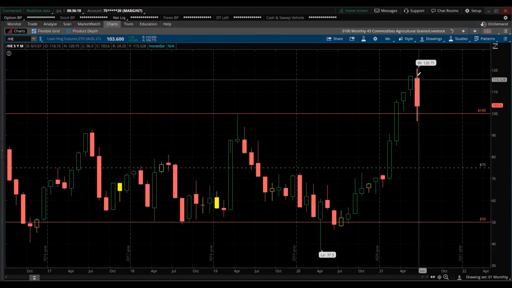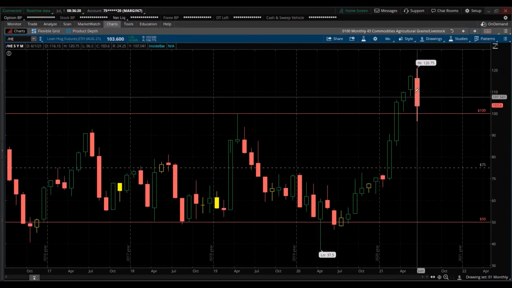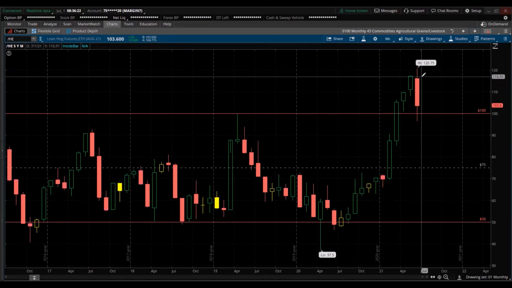Lean hog, all-time new high for the year, and then sold off, very bearish occurring up there, huge trading range for the month.